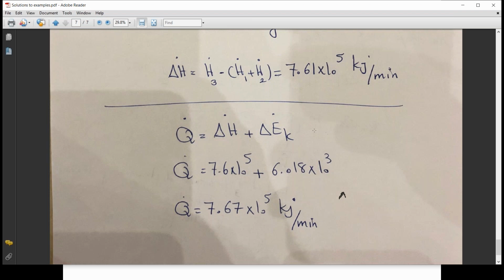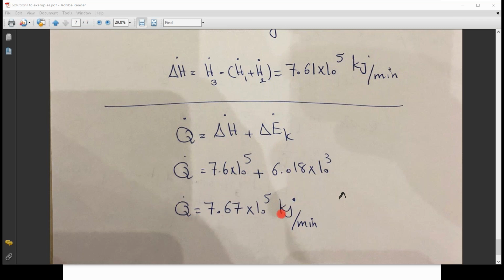We already know this one. We already know this one. Both of them are based on kilojoule per minute. You already calculate this term here. The other term you calculate above. So, and both of them has the same unit, kilojoule per minute. I just substitute these two elements and calculate final Q.